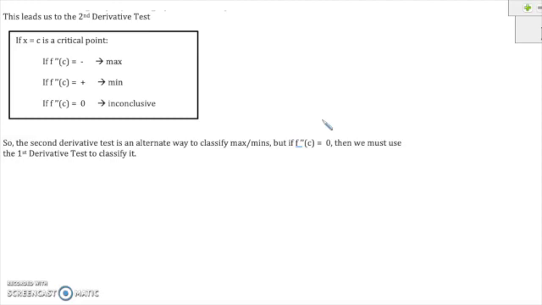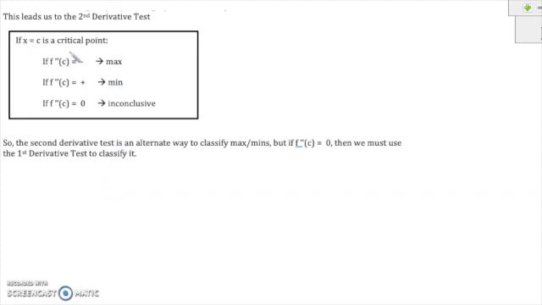I honestly never use the second derivative test. It's not worth it to me because it fails you sometimes. If the second derivative at that point is equal to 0, you still don't know if it's a max or a min. So I don't really like the second derivative test. I think it's more work, but it is something that exists.